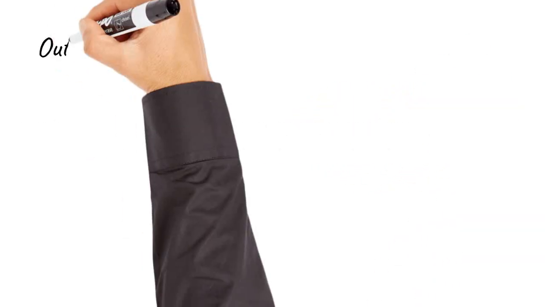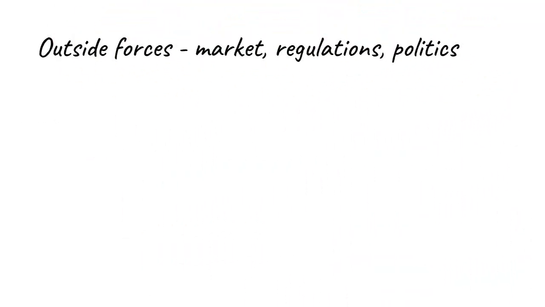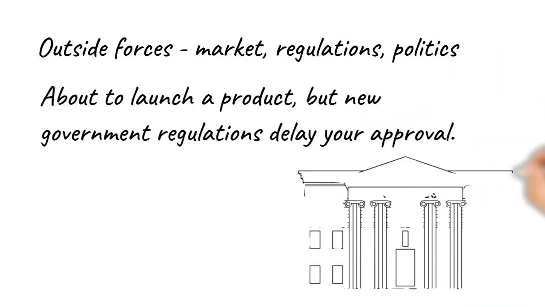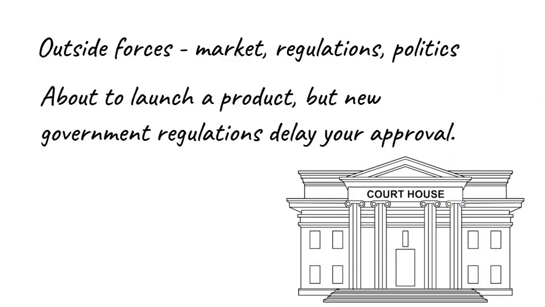Number 4. External risks. These come from outside forces like the market, regulations, politics, or vendors. For example, you're about to launch a product, but new government regulations delay your approval. Number 5. Financial risks. These are all about money.